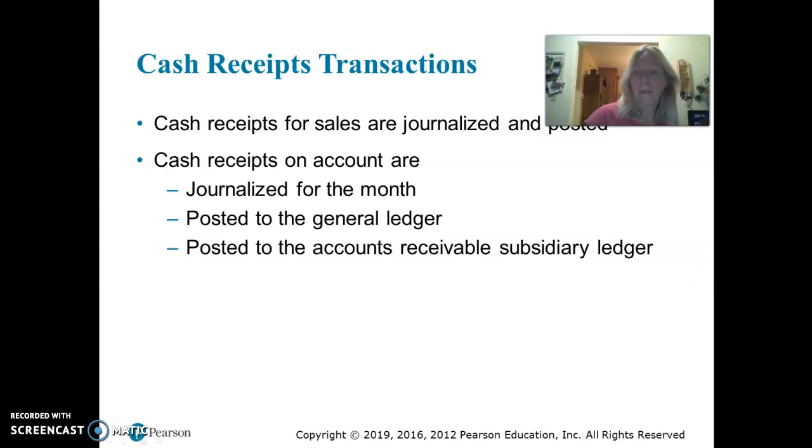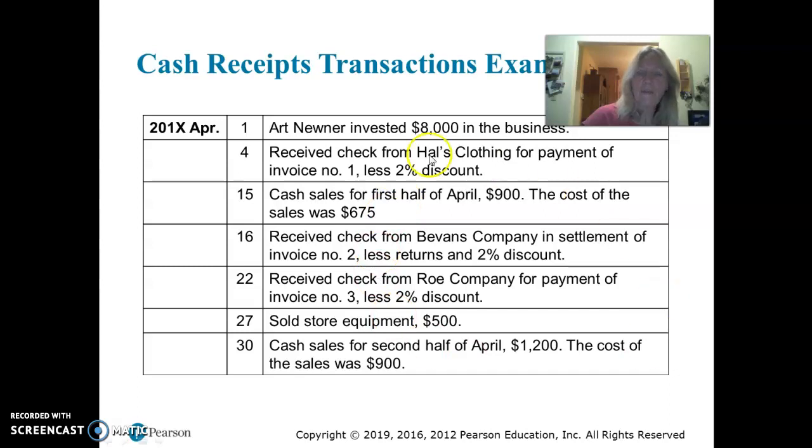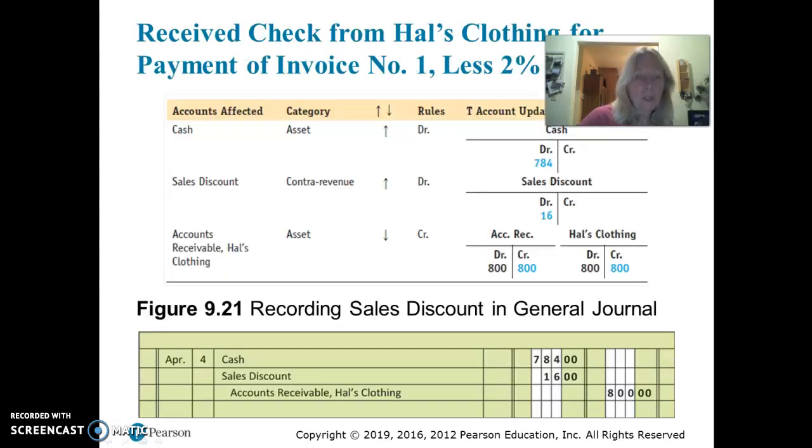It's pretty simple. So here's a bunch of transactions that happen. Just remember, sometimes there's cash sales. So these are just transactions that I'm pretty sure you can enter, and you're going to practice it in your homework. It's a bunch of transactions. So right here, for example, you are getting paid for what Hal's owed you. And when you gave them that invoice, you gave them a 2% discount if they paid within 10 days. So here they are paying you back.